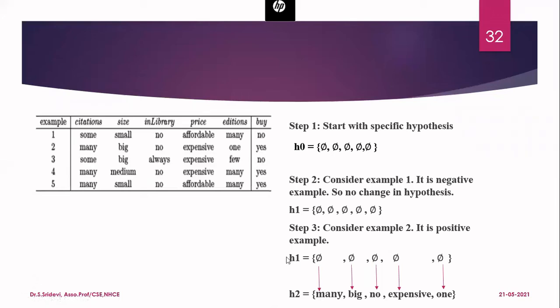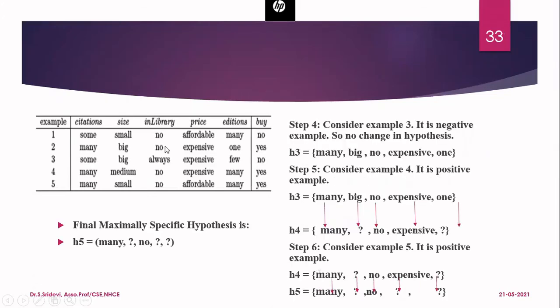Now let us see the next record. The next record has the last column as no. That means it is a negative example. When it is a negative example, don't change the hypothesis. Whatever is H2, you write it again. So H3 and H2 are the same now. We are considering the fourth example.